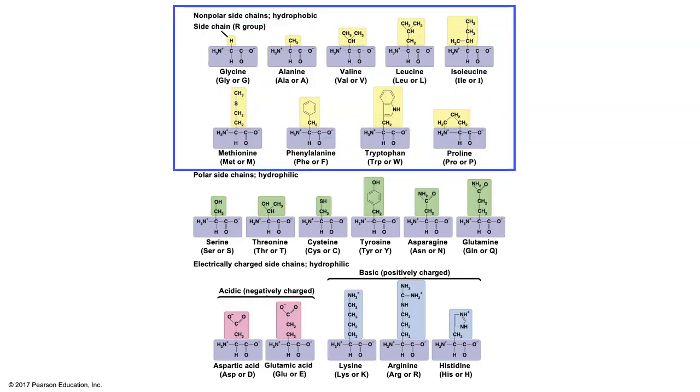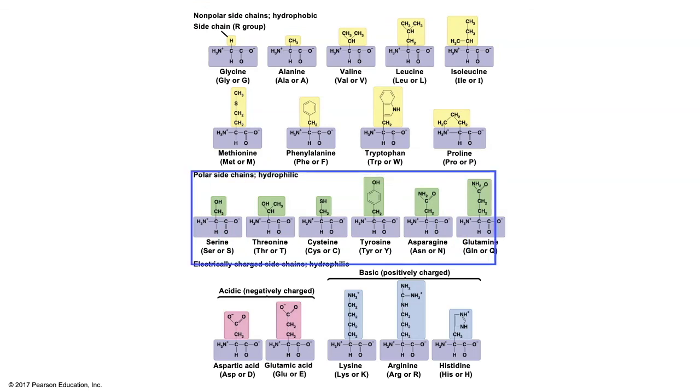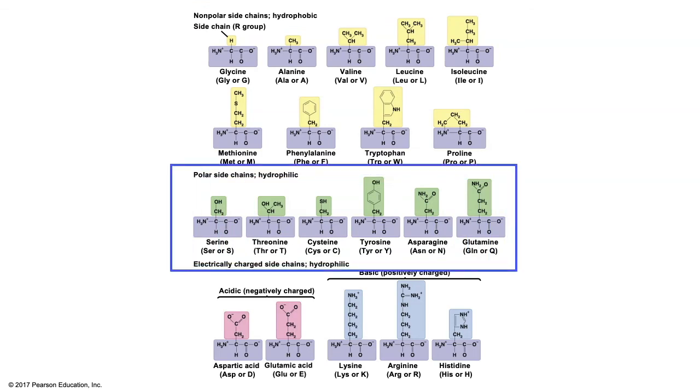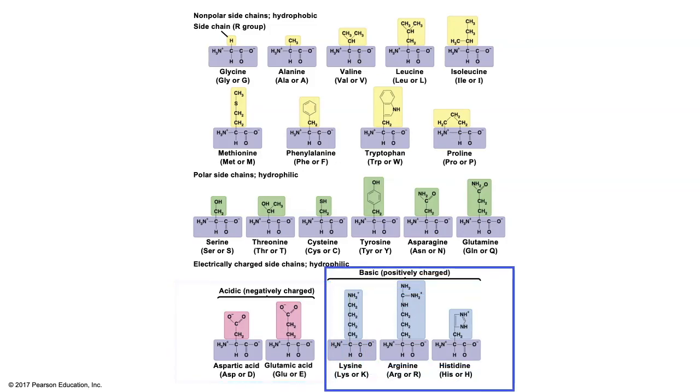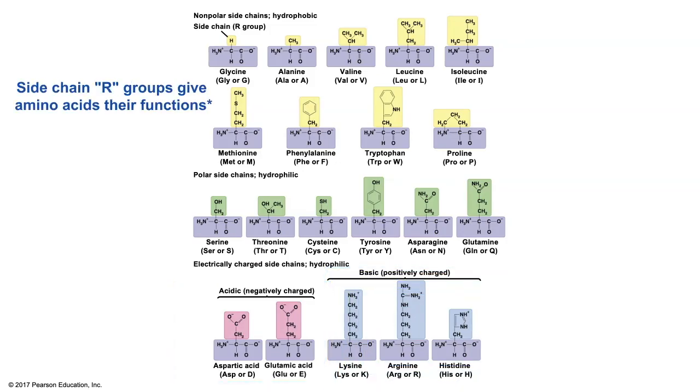The side chains are color-coded here. Yellow is nonpolar and hydrophobic. Green is polar and hydrophilic. Pink is acidic, and blue is basic. Amino acids differ in their properties due to their differing side chains, which are all the colors here other than purple, and those are all the R groups.